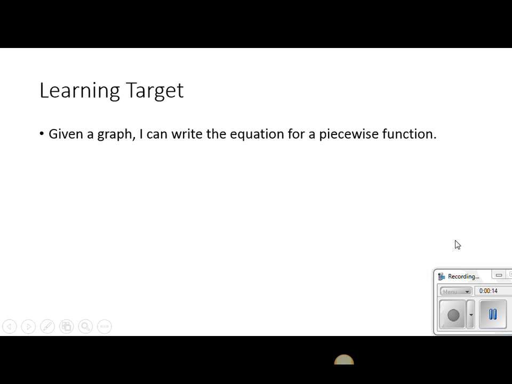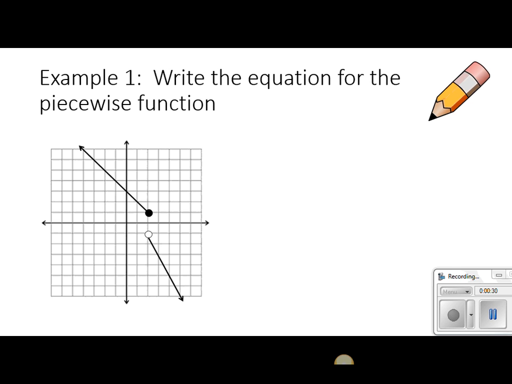All right, the learning target today, which you need to write down, is: given a graph, I can write the equation for a piecewise function. So at the end of this video, I will be able to write the equation of a piecewise. All right, now example number 1.